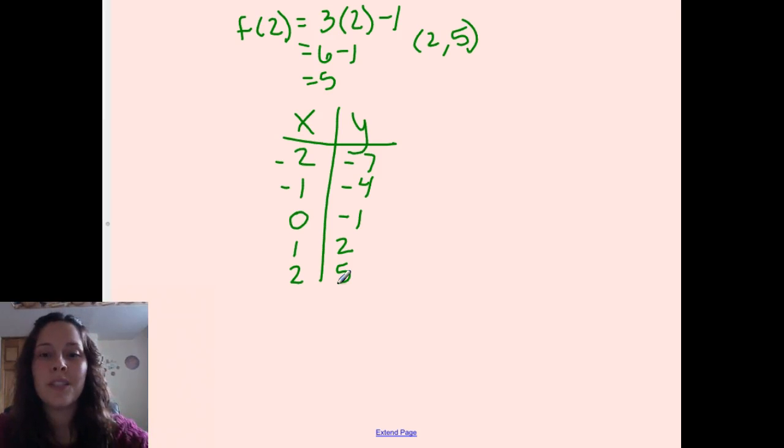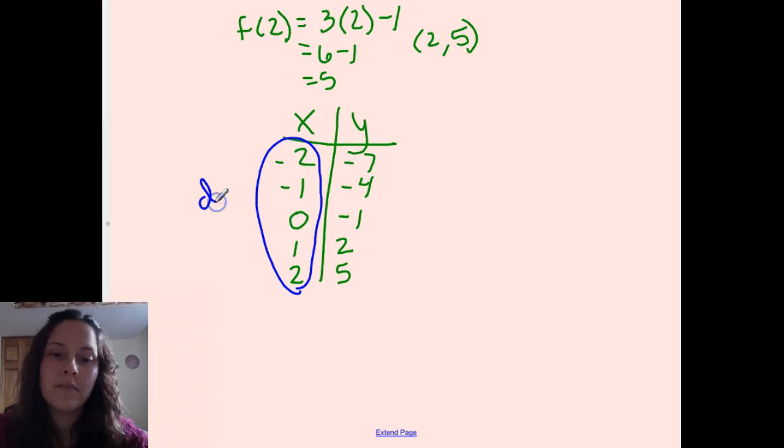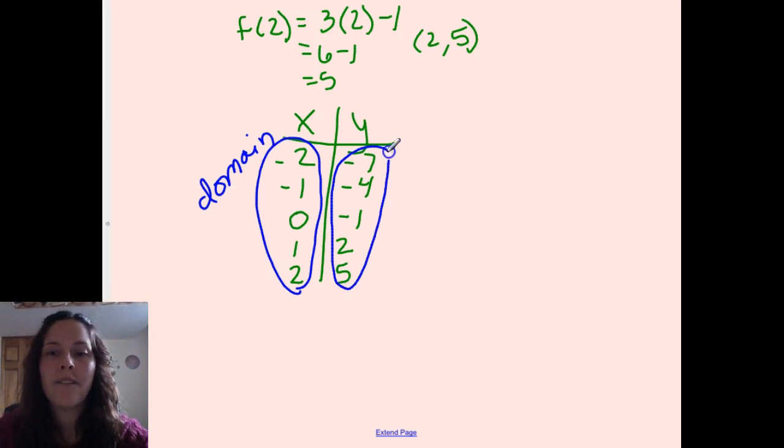Last thing we needed to do was identify domain and range. Remember, the domain is the input, so all of our x values give us the domain. The range is the output, so our y values, or our f of x, give us our range.